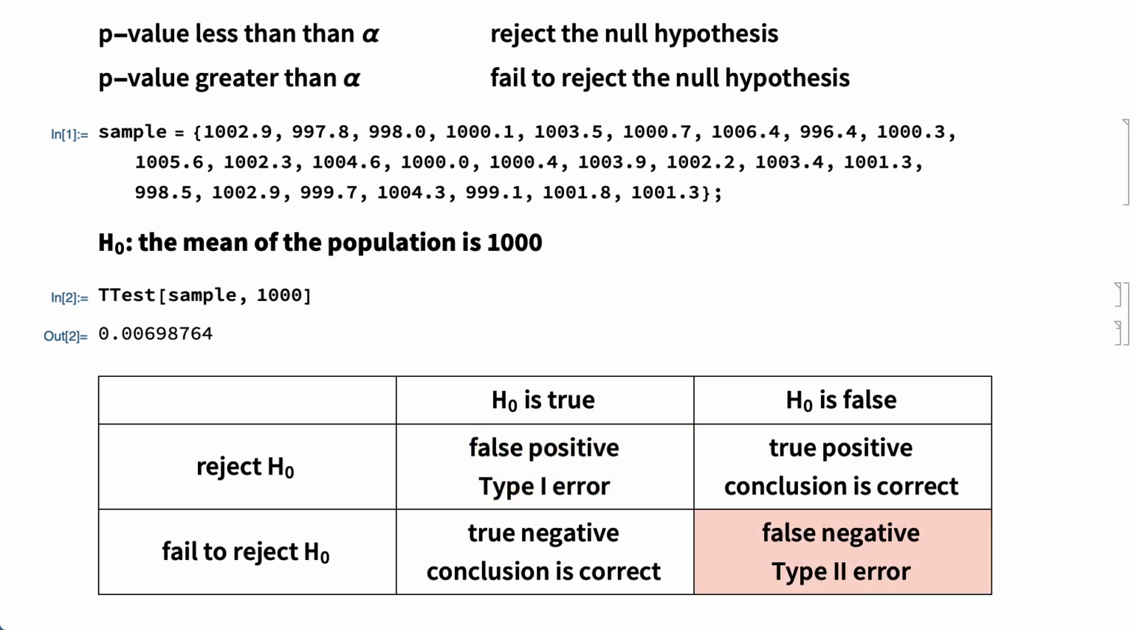The other incorrect conclusion is a false negative, which happens when a real effect is missed due to randomness, or equivalently, when the null hypothesis is not rejected even though the null hypothesis is not true. A false negative is also called a type 2 error.